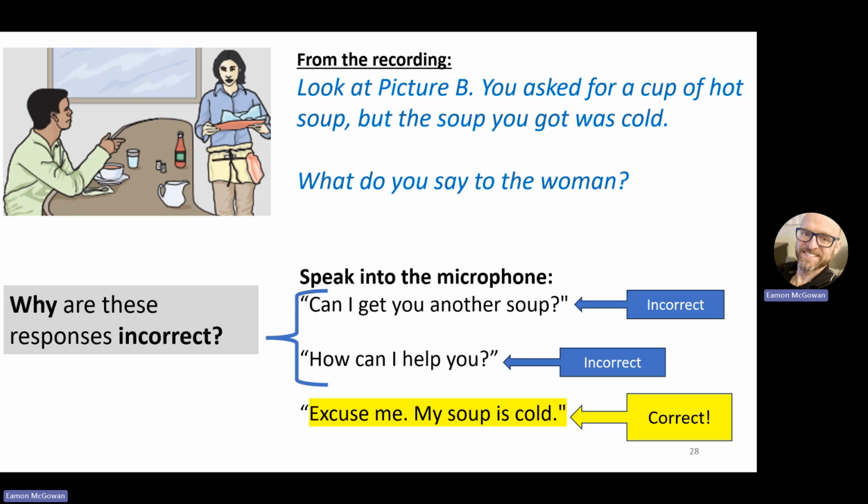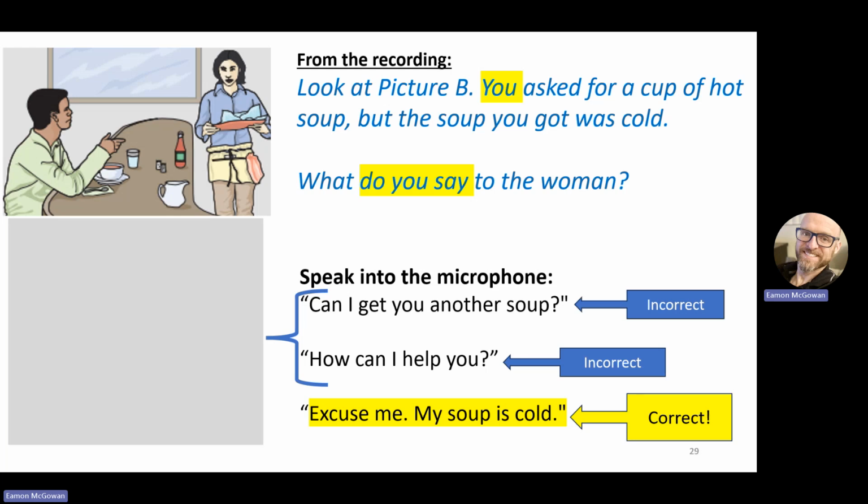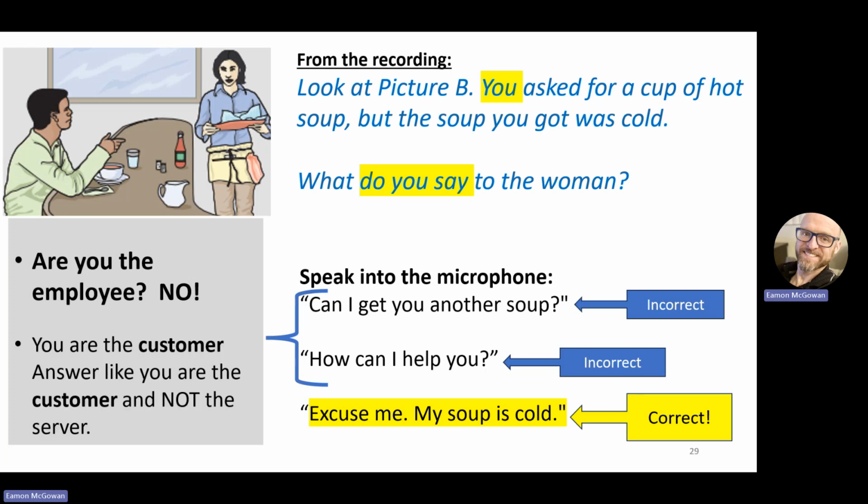Well, it goes back to the role play. You asked for a cup of soup. What do you say to the woman? And I ask my students, are you the employee? No, you are not the employee, right? You are the customer. You need to answer like you're the customer.